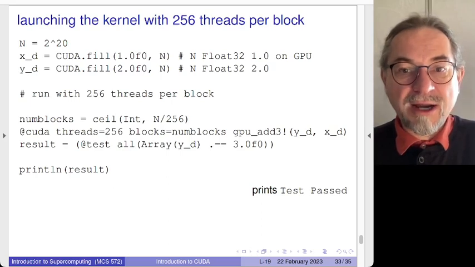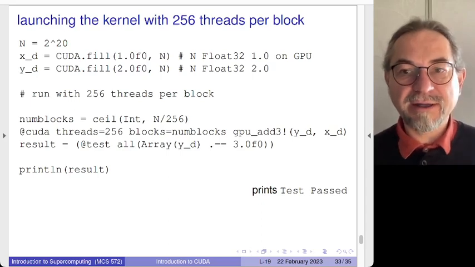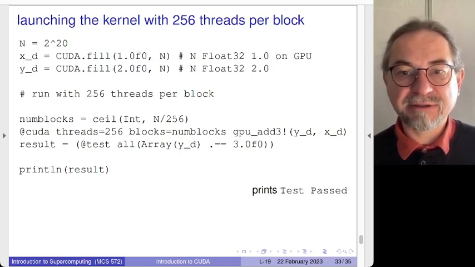In the main program, we will define 1 million numbers. x is 1, y is 2, and we would see 3. So that's what the test does. The test will test all the entries, and it should print "test passed".